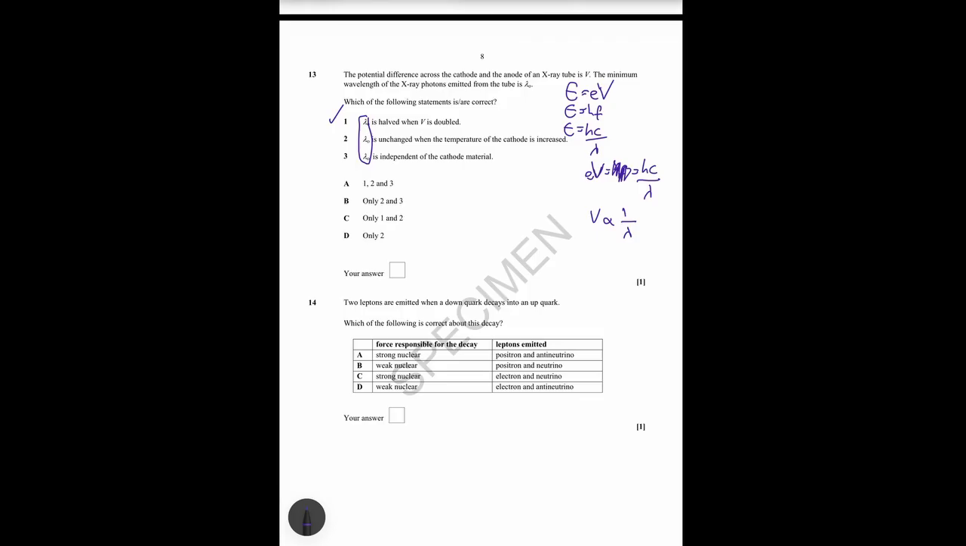The minimum wavelength is unchanged when the temperature of the cathode is increased. Well, that's got nothing to do with it. There's nothing in here about that. So yeah, that's going to be true. It's going to be unchanged.